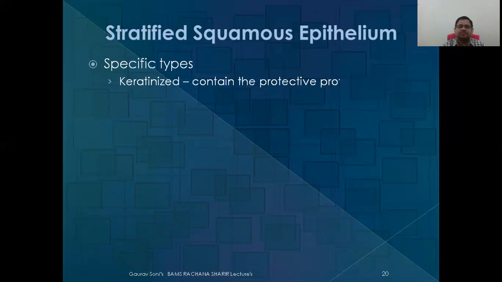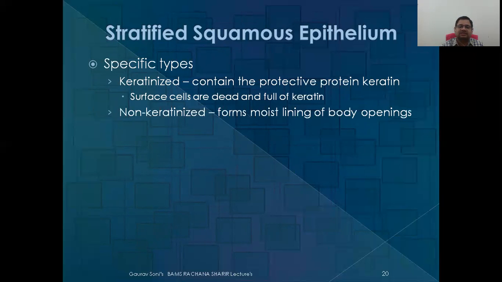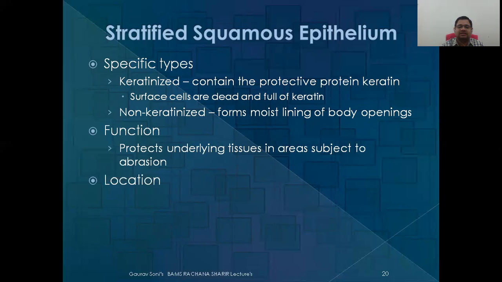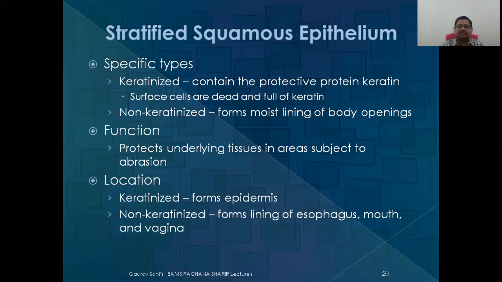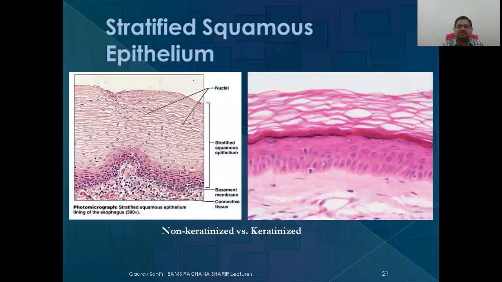Then, by specific type, they can be keratinized, containing the protective protein keratin. Surface cells are dead and full of keratin. Non-keratinized forms the moist lining of body openings. Function: protection. Location: keratinized basically forms the epidermis, as we know, and non-keratinized forms the lining of the esophagus, mouth and vagina. So these are certain diagrams. You can see especially the upper layer, and the name is given on the basis of the upper layer, and the stratification is seen very clearly.